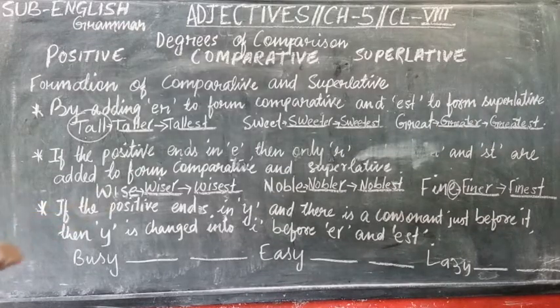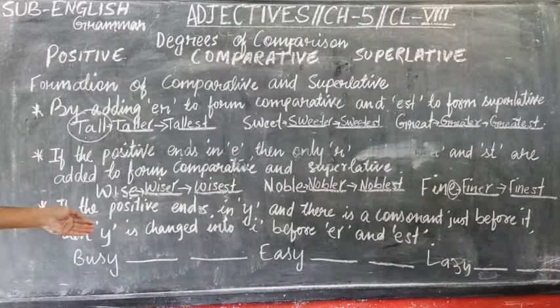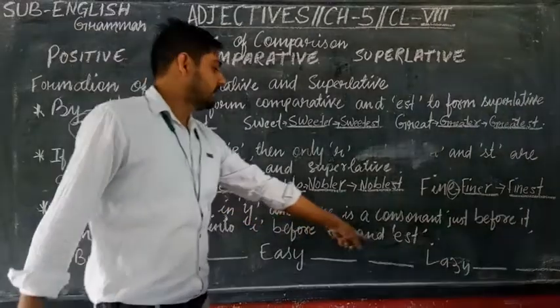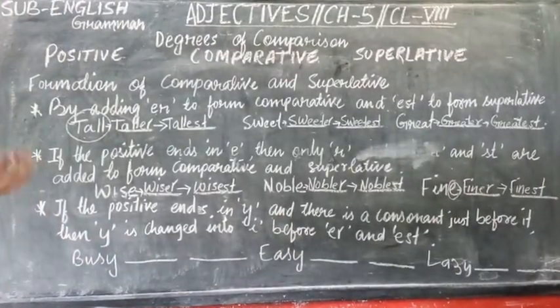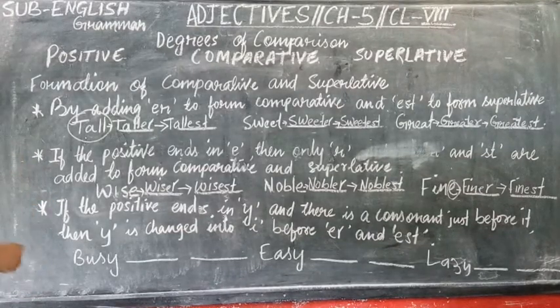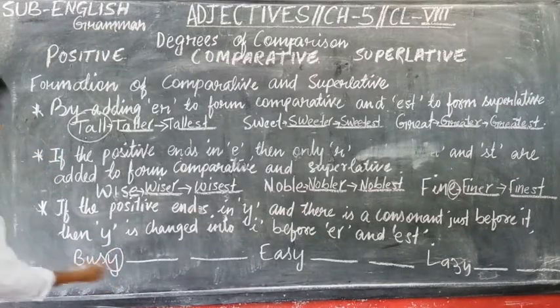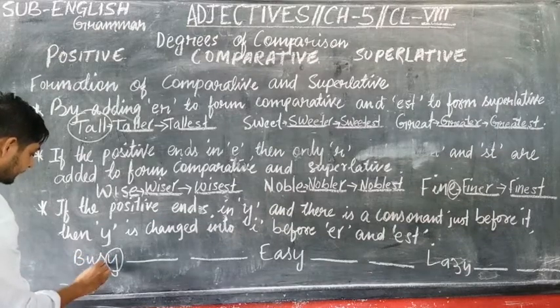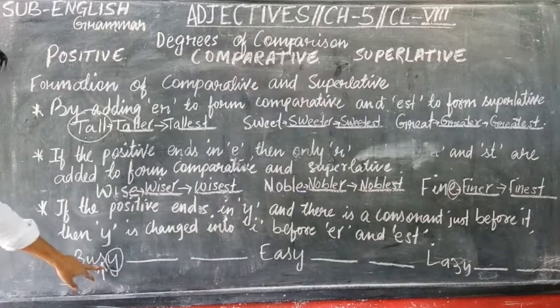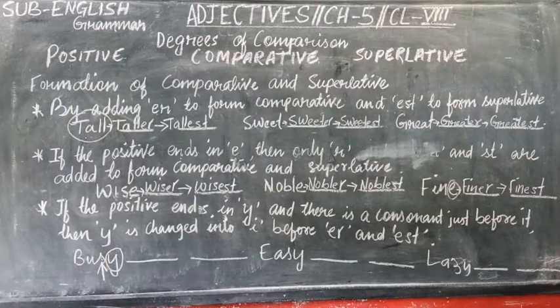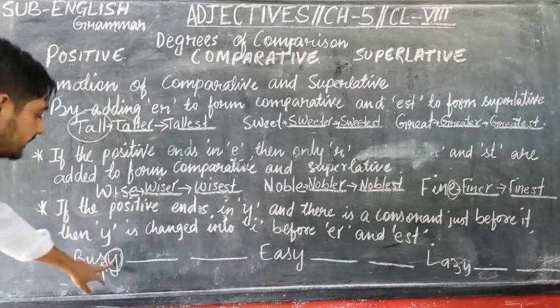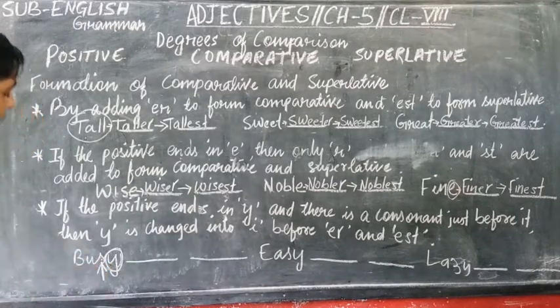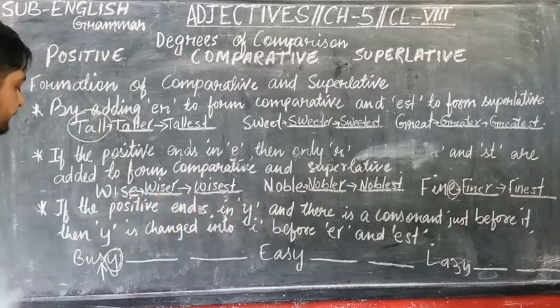Now the third point is, if the positive ends in Y and there is a consonant just before it, then Y is changed into I. Before we add ER and EST to make the comparative and superlative respectively, if the last letter in the positive is Y, and just before this Y, the second-last letter, is a consonant, then we will change this Y to I. Then we write ER to make the comparative and EST to make the superlative.